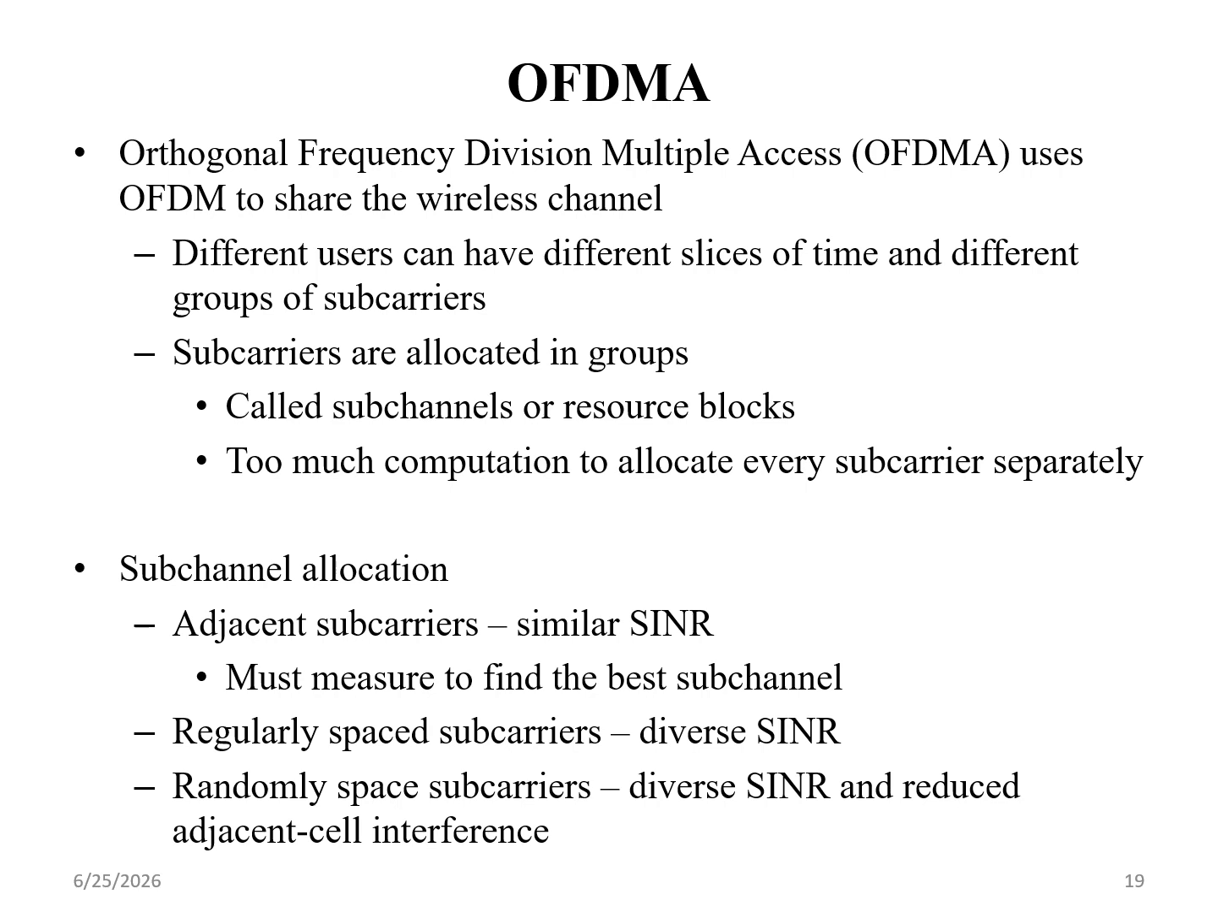In subchannel allocation, adjacent subcarriers have similar SINR, signal to interference plus noise ratio. You must measure to find the best subchannel. Once you measure, we can easily allocate it. There are regular spacing subcarriers and randomly spacing subcarriers. With regular spacing, the SINR is diverse. Random spacing is also diverse and it will reduce the adjacent cell interference. So this is nothing but OFDMA.